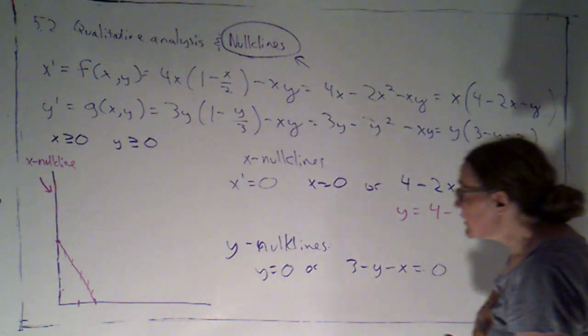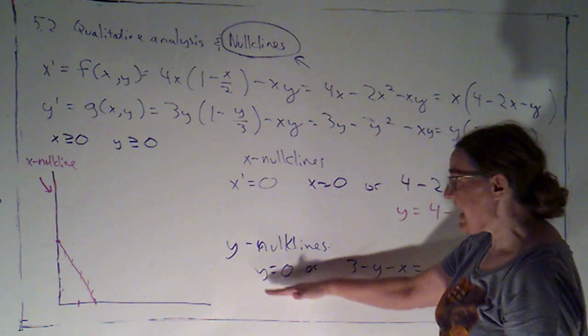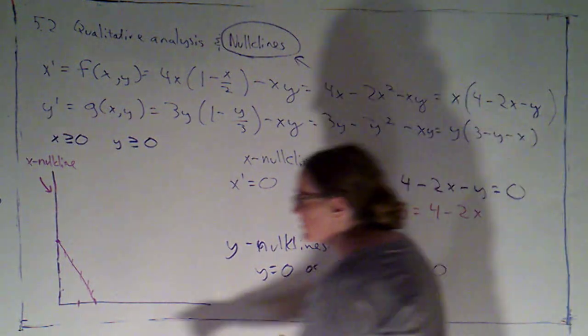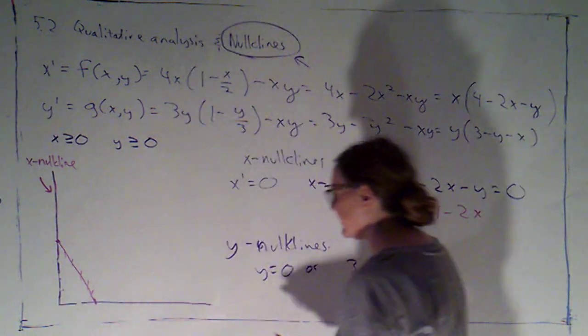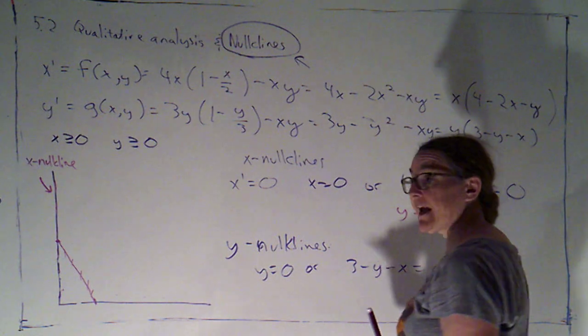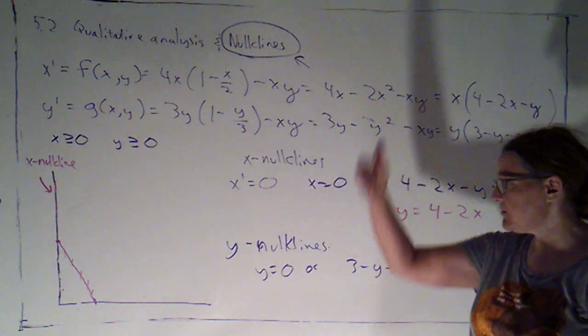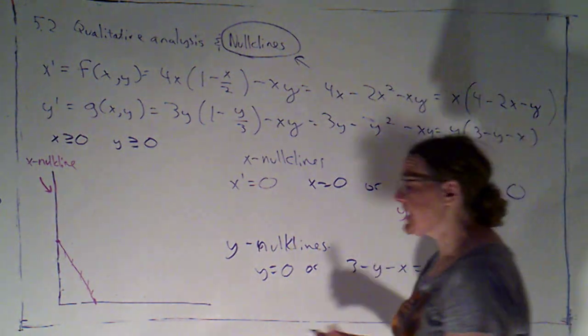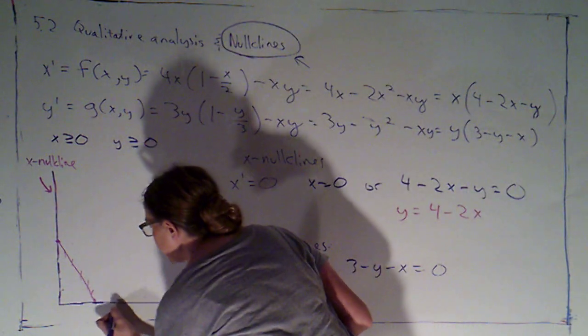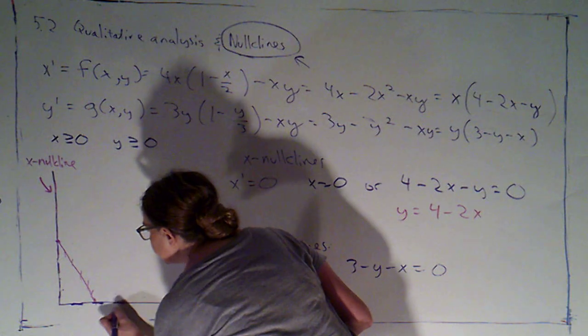Now y equals 0, that would just be the x-axis. So now I know that the x-axis here is a y-nullcline. So y prime is 0, so we are not going up or down. And if we're not going up or down, that's going to mean that we're going to have horizontal tangents.